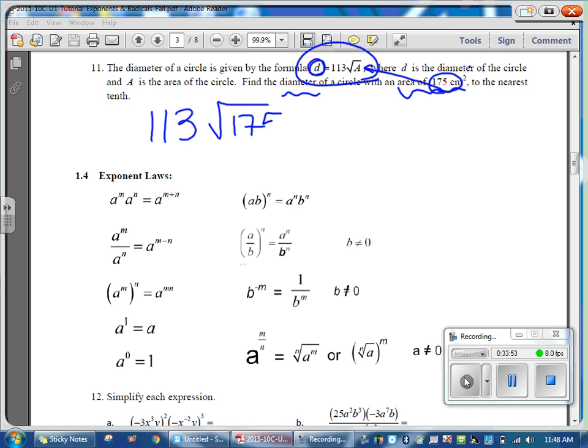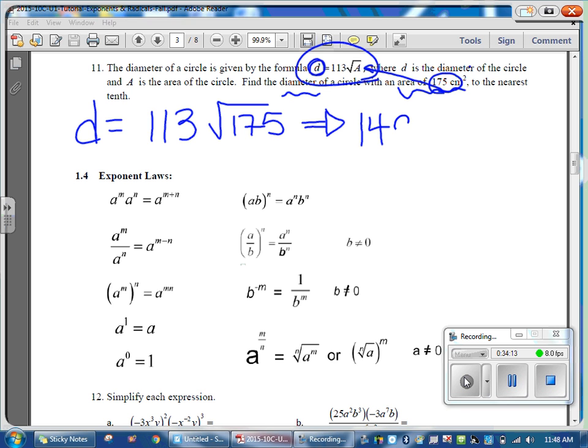So you just literally multiply it out like that. You're going to type in your calculator, 113 root 175. You're going to get 1494.8. And again, use your units, centimeters squared. So it's telling us centimeters squared.